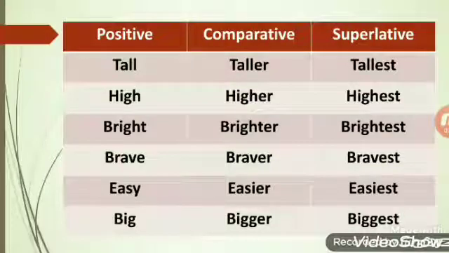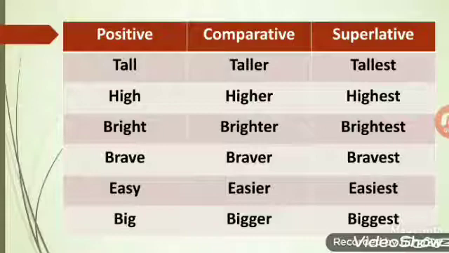Now, have a look at the following table to understand all the 3 degrees of comparison more clearly. Here in the 3 columns, positive degree is given, comparative degree is given, and superlative degree is given. Okay, so let us see. First is tall. Tall is a positive degree. So comparative degree of tall is taller and superlative is tallest. Same way, high positive, higher comparative, and highest is superlative.